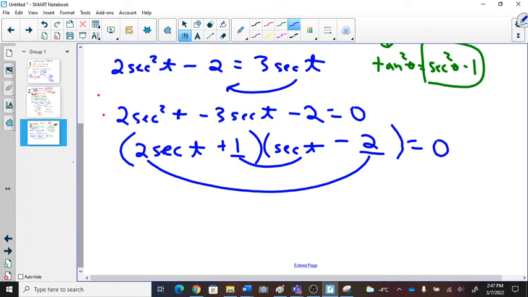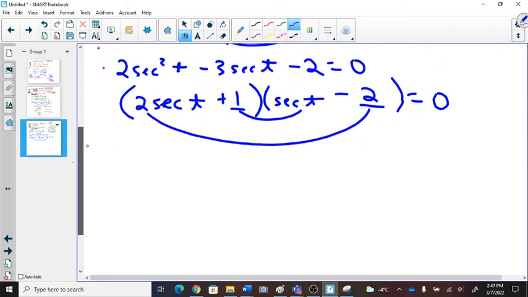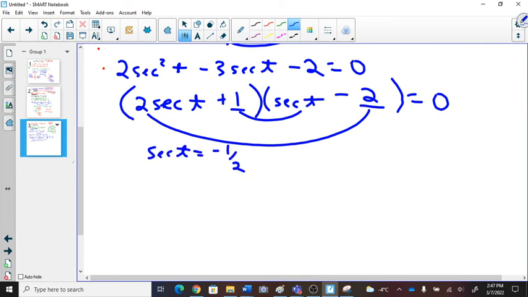Did we make it? Are we okay with that? Does it all work out? Negative 3 in the middle. Okay, so here, secant t equals negative 1/2. And here, secant t equals positive 2.